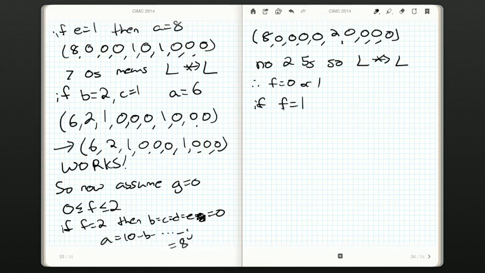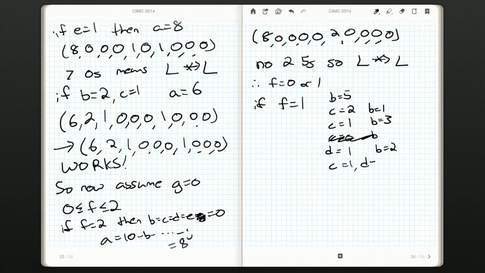So what happens if F is equal to 1? Then we get some cases. We get B equals 5. We can get C equals 2, B equals 1. We can get C equals 1, B equals 3. B always makes up the difference. Everyone else runs from 0 to its highest possible value. Oh, we know what that one is already. D equals 1, B equals 2. We could also have C equals 1, D equals 1. Now, that's getting to be a lot of cases.